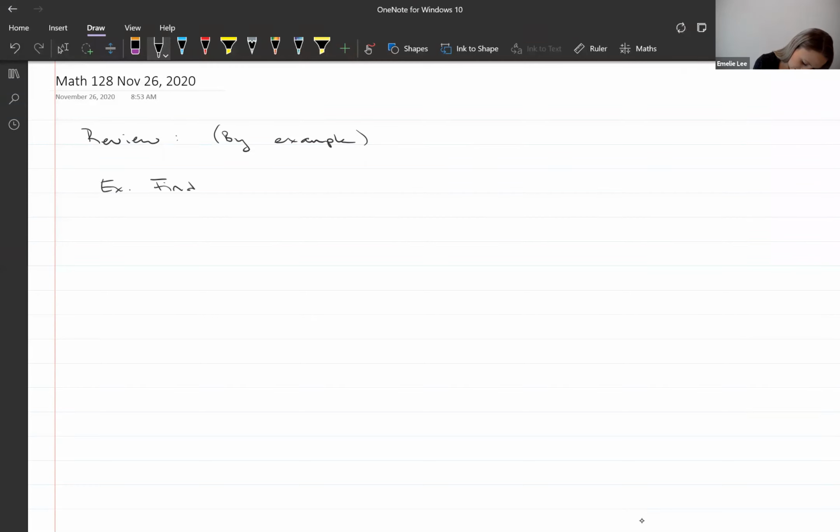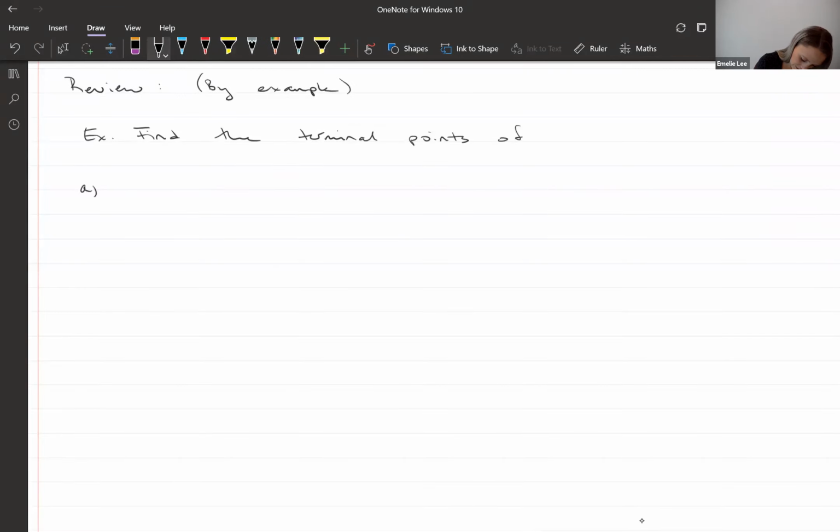So if I ask you to find the terminal points of A, t is 7 pi divided by 4, and B, t is negative 2 pi divided by 3. I'm trying to keep them side by side. It gets tricky sometimes, but just so you can see how they're playing out next to each other.